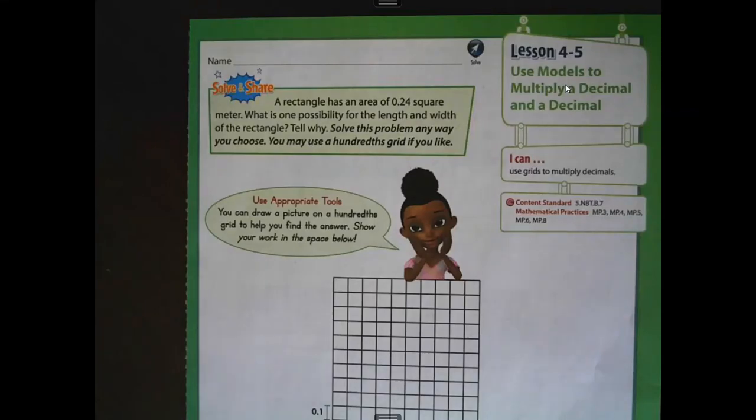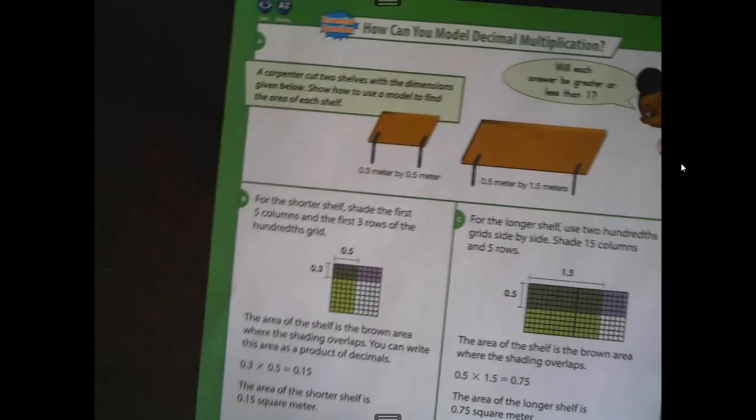We are working on lesson 4-5 today. We are in our books. We're going to start on page 190. We're going to be using models to multiply a decimal and a decimal. All right.